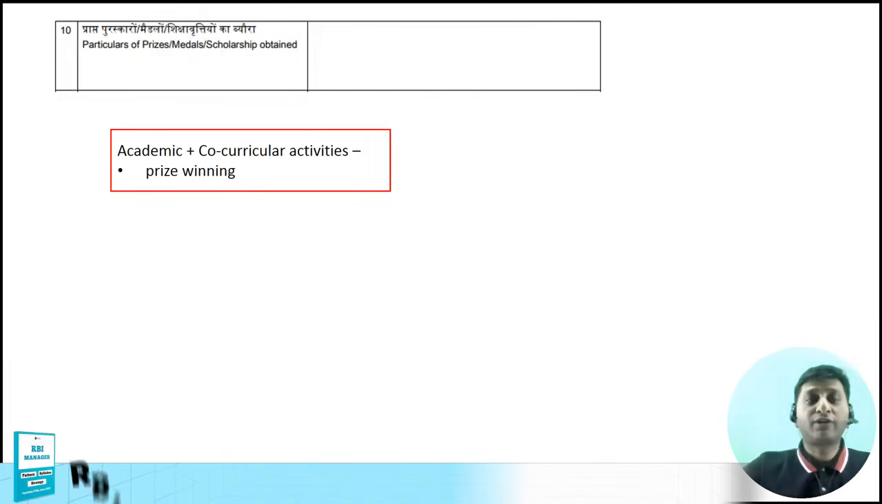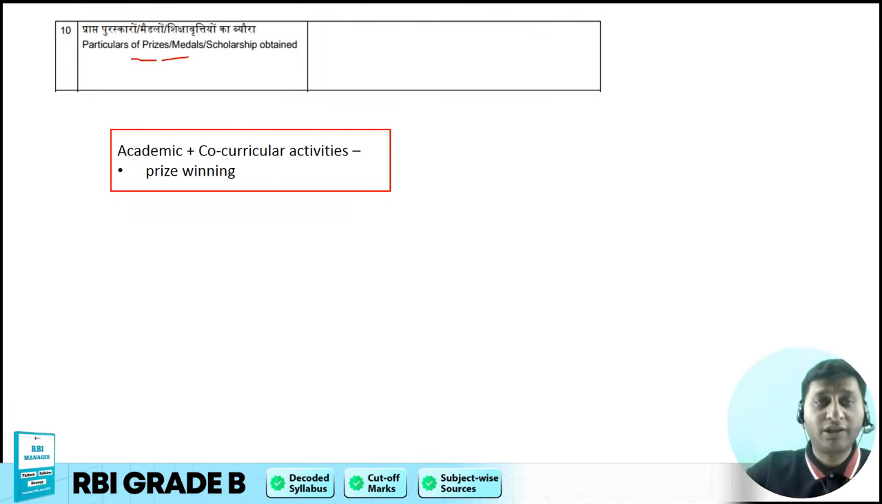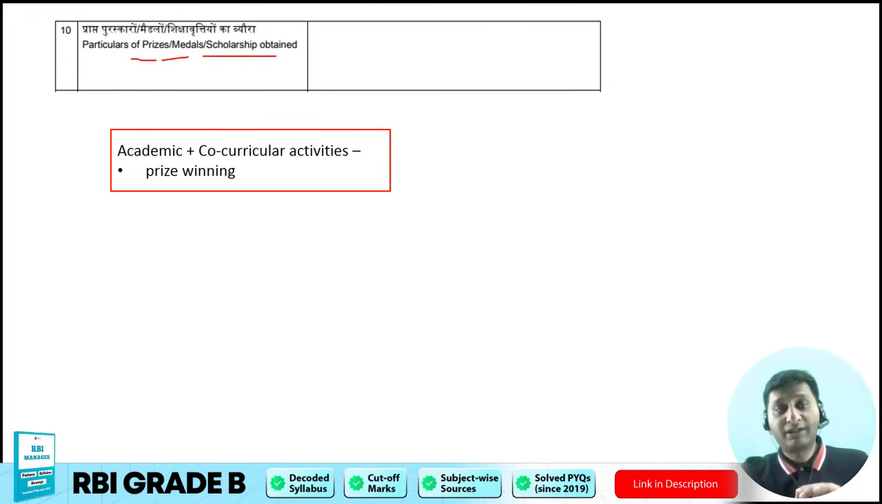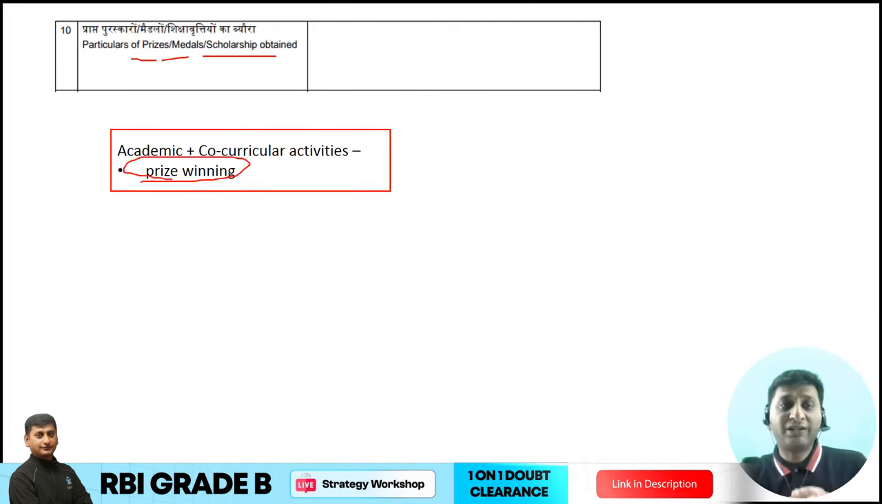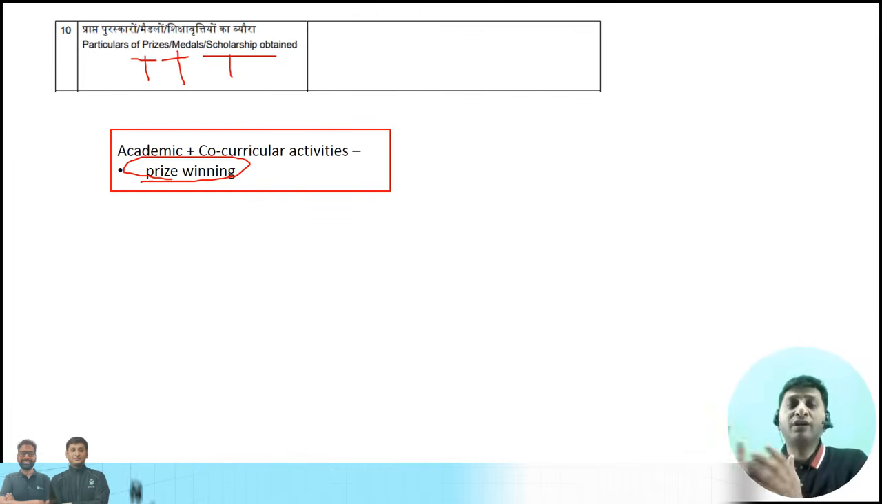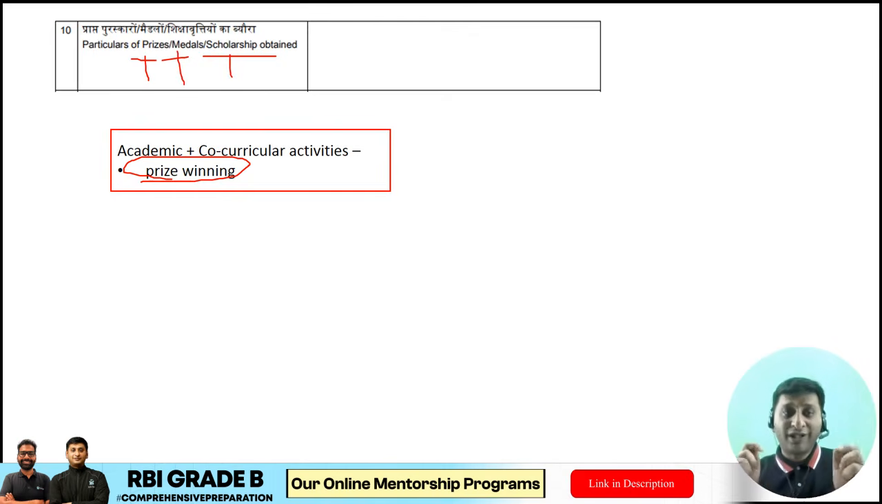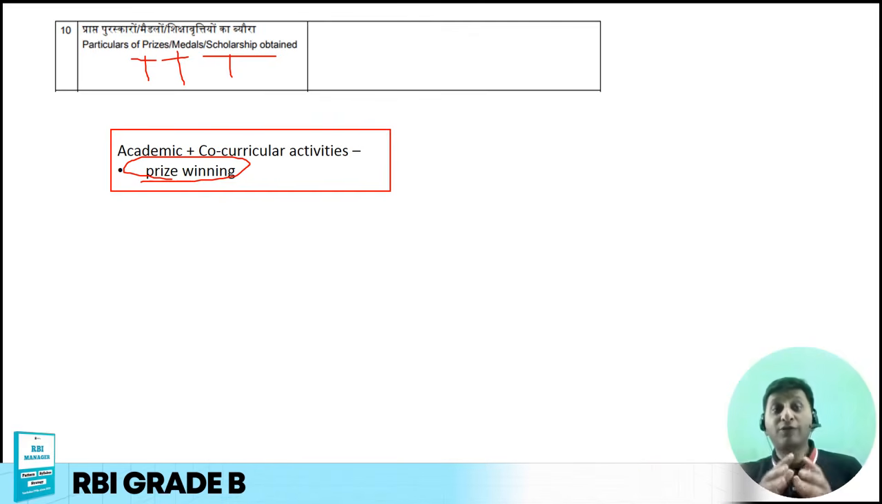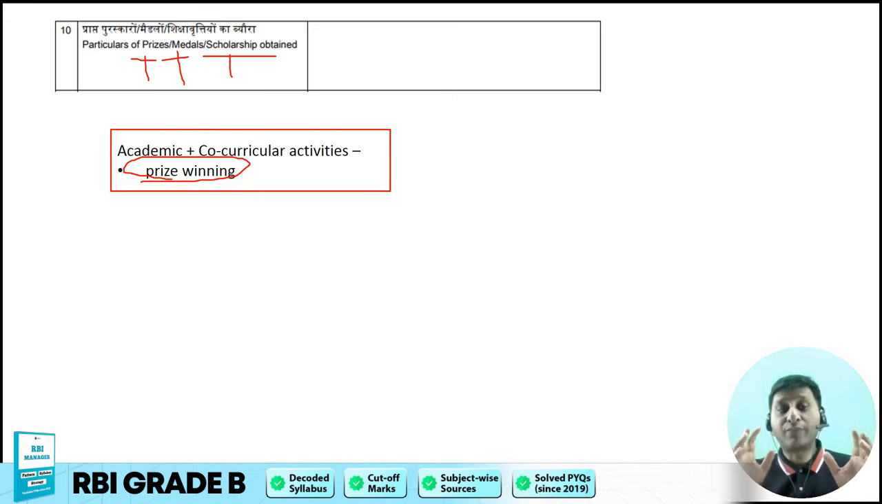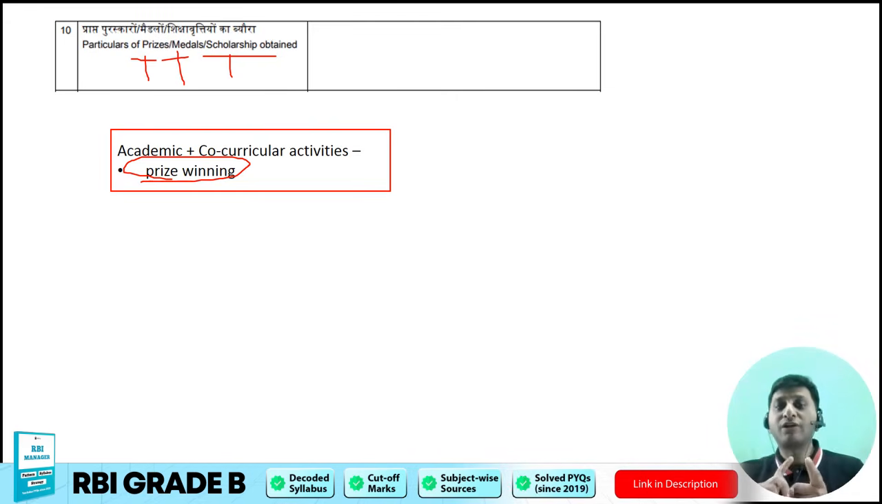See, first of all, when we talk about prizes, medals, scholarship, if you very carefully understand these words, they are clearly indicating prize winning. Prize winning either in terms of a prize, a medal, or a scholarship, which is also a prize for your academic performance. So here it's not about participation. This has to be very clear that this is not about participation. This is about something you have won. Right. This is about prize winning, either a prize, medal, or a scholarship.